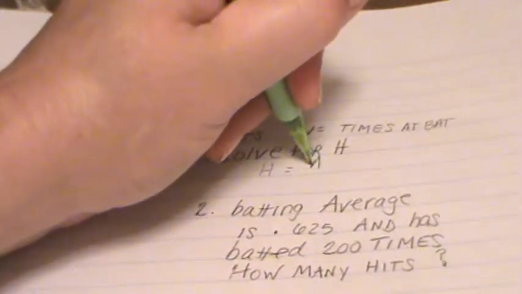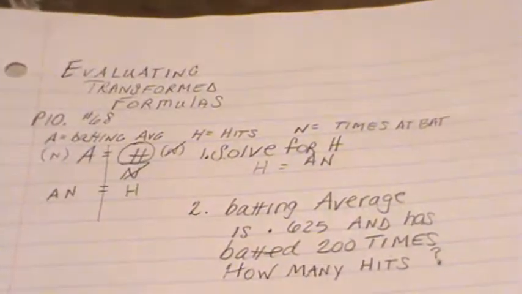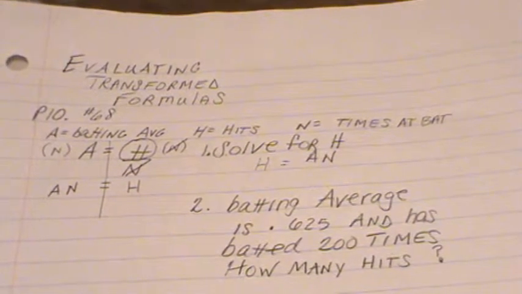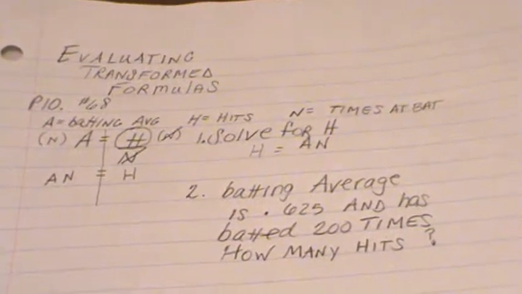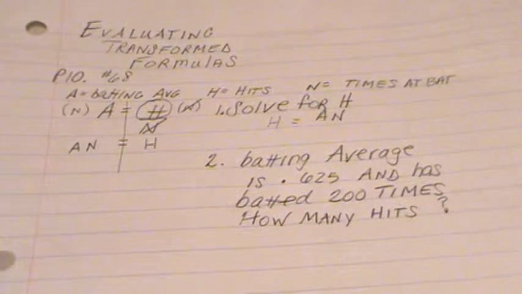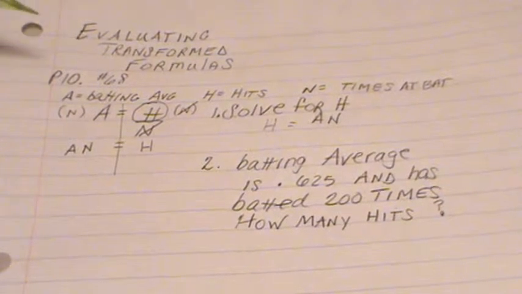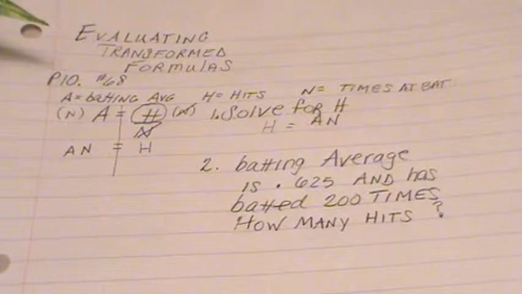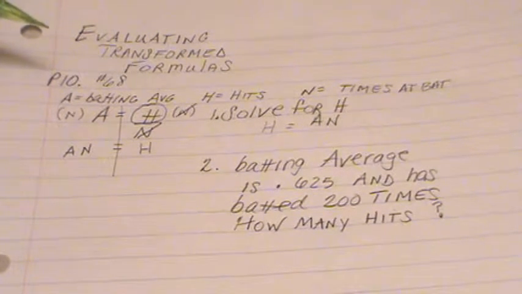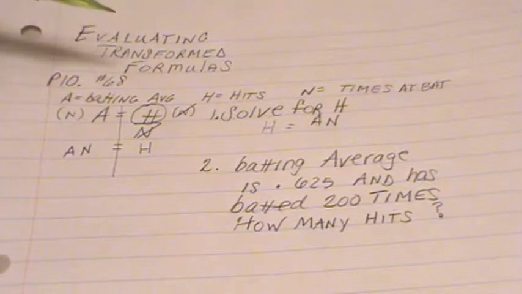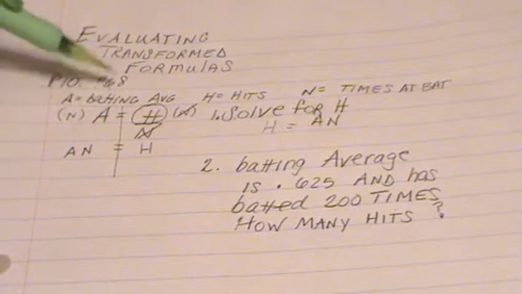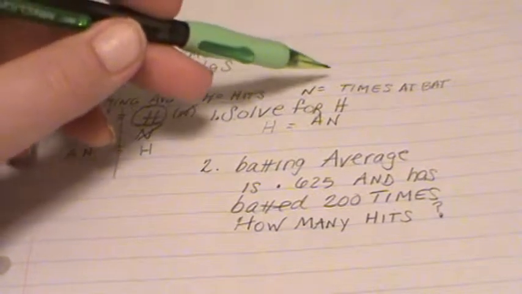Now they also have us wanting to do a substitution. The second question asked, let me move it up so you can see it a little bit better, says that the batting average is .625 and the batter's batted 200 times. How many hits has he had? So we now have to substitute. That's where this information here comes in handy.